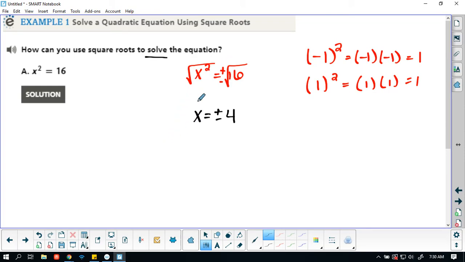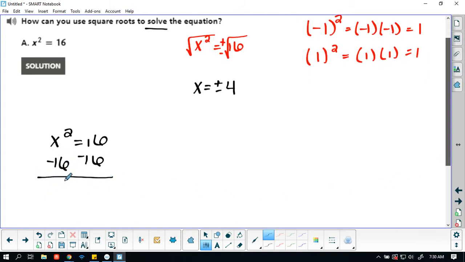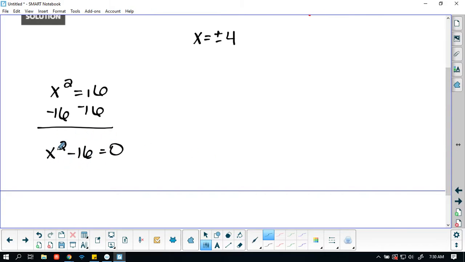The second way we could do this is what's called the difference of squares, which means I'm going to take this x squared equals 16 and subtract 16 from each side. It's going to be the same idea, but a little bit longer. But we're getting into that format that we want for solving quadratics.